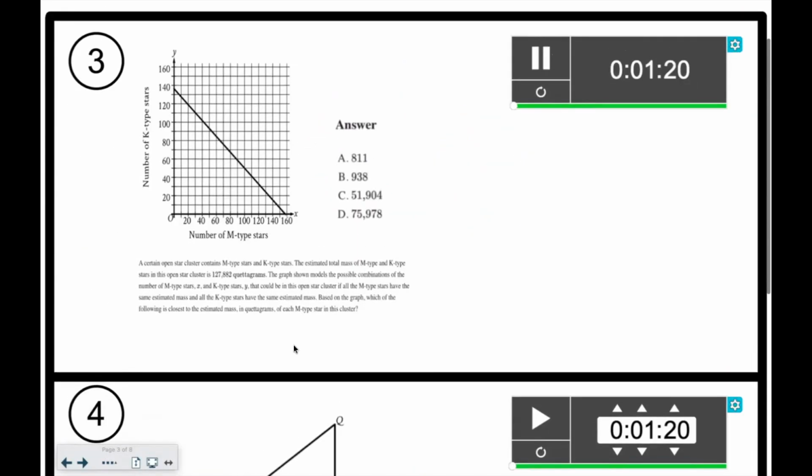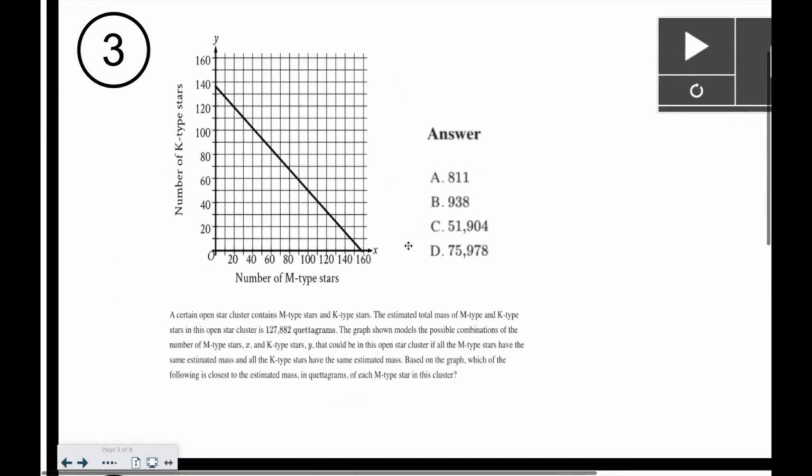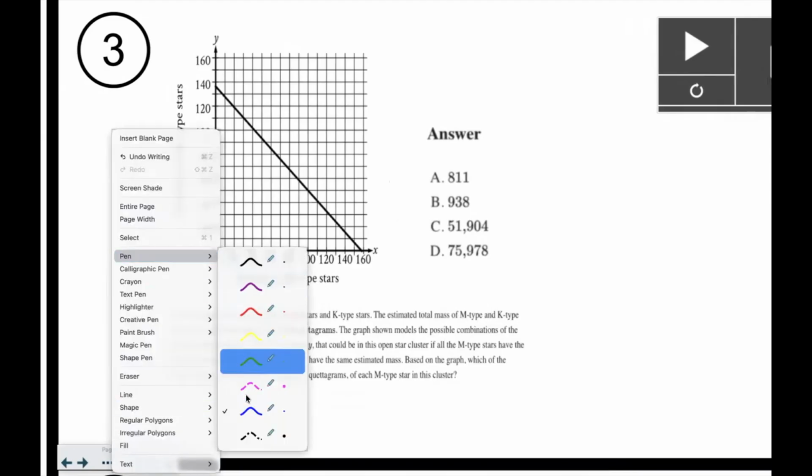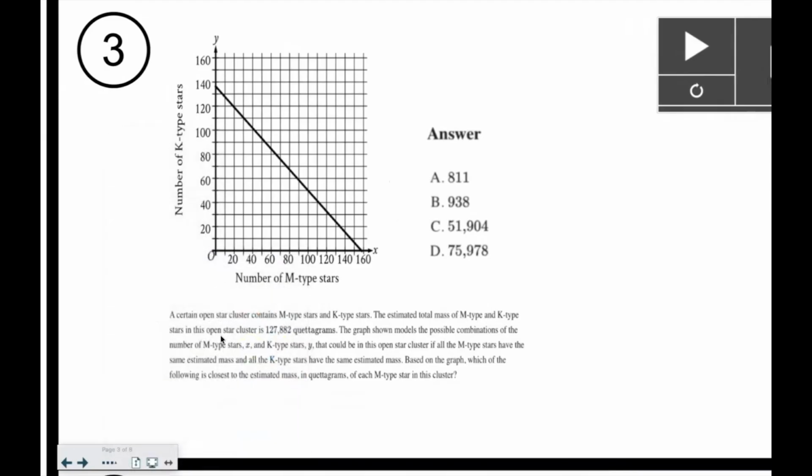Let's take a look at 3. I can make this one a little bit bigger. This one's pretty tricky. They like to ask problems like this. So don't worry about this unit. Just pretend it's like pounds or something.